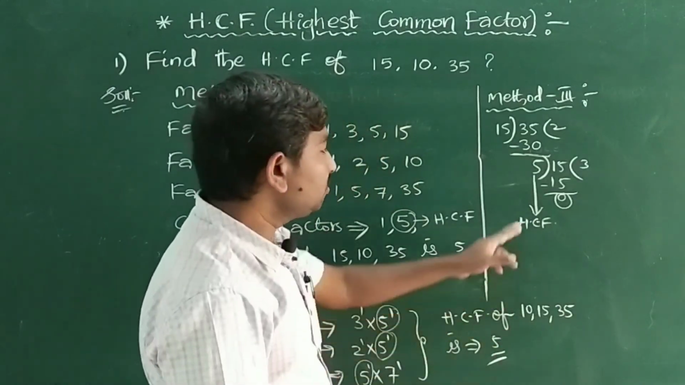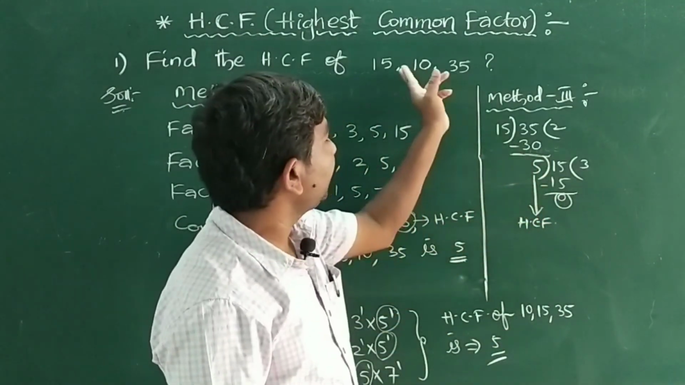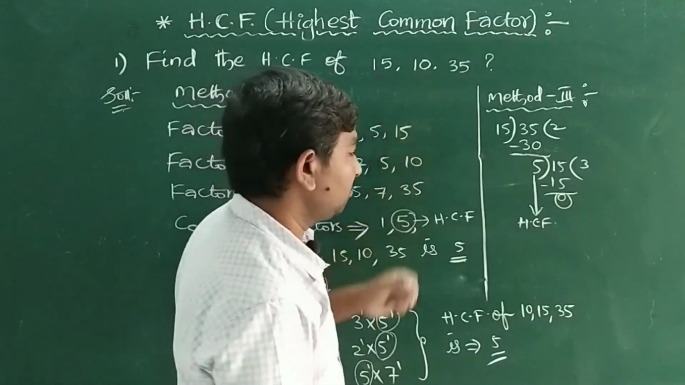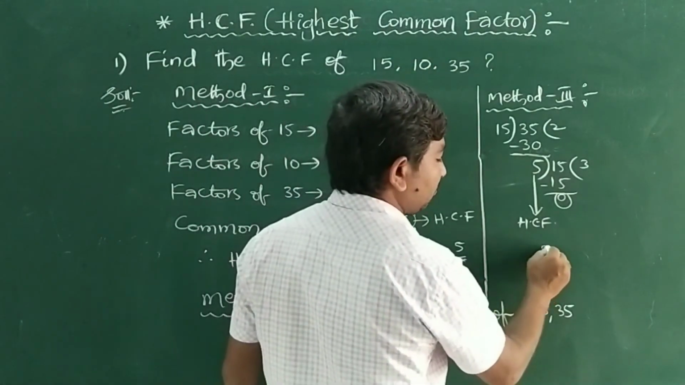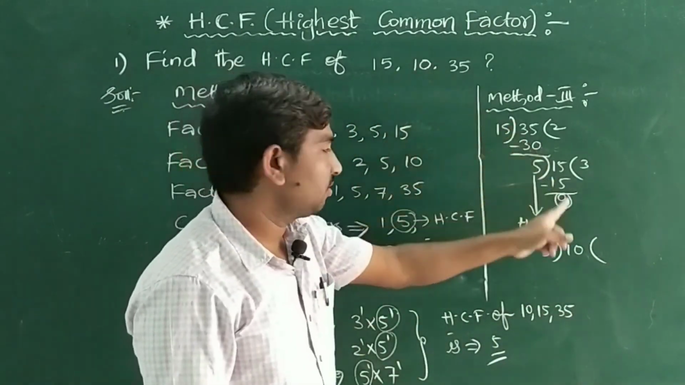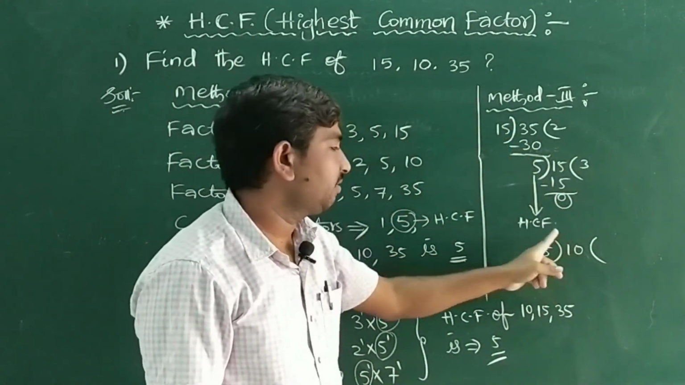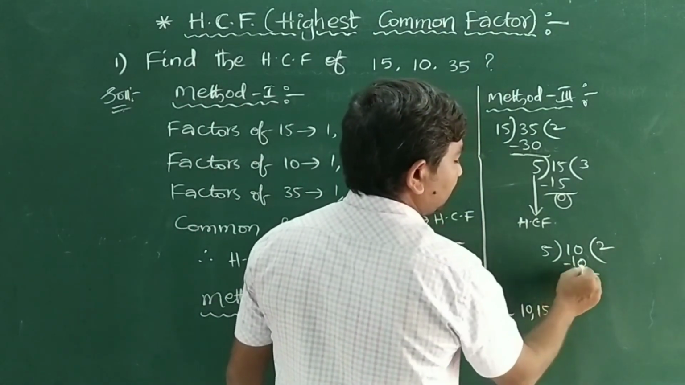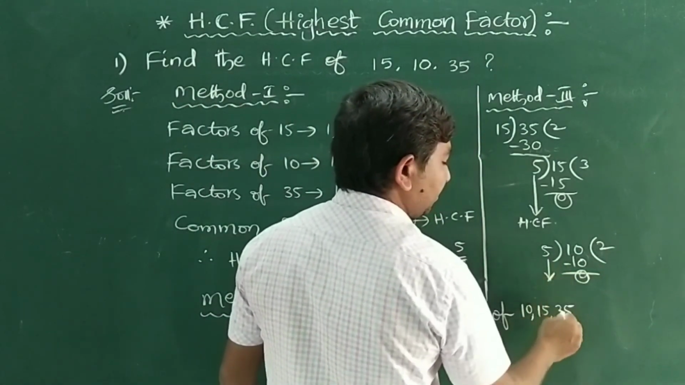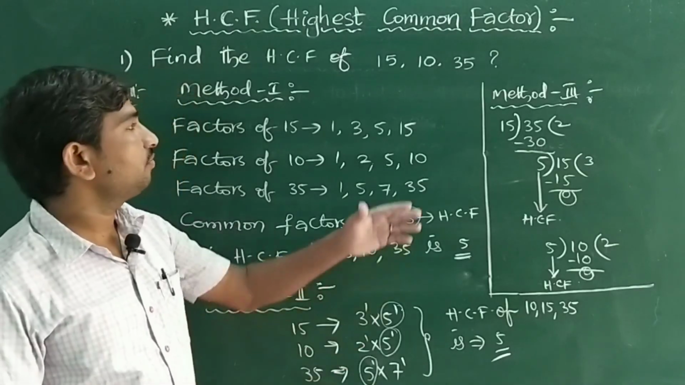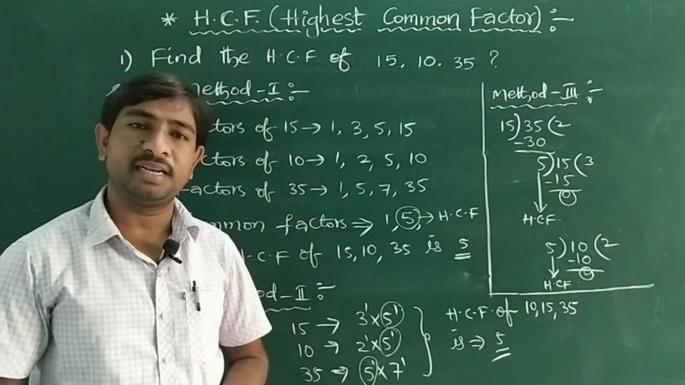Now use this divisor and the one more number from the given numbers. 10 is there. So take the HCF of these two, 5 and 10. What is the highest number? 10 only. So now 10 becomes the dividend, 5 is the divisor. 5 2s are 10. So what is the remainder? 0. Therefore the HCF is 5. This is how we find the HCF of any given 2 or 3 numbers.